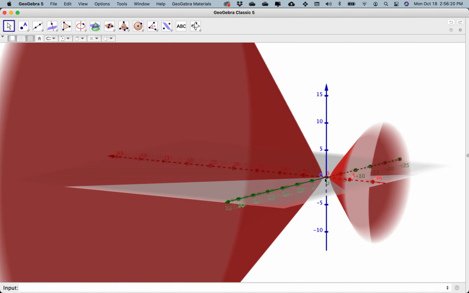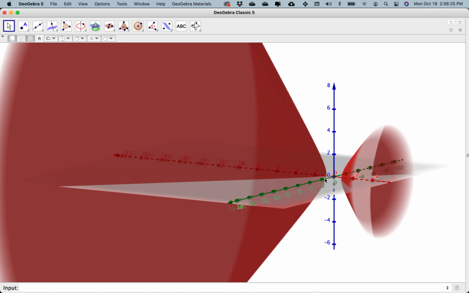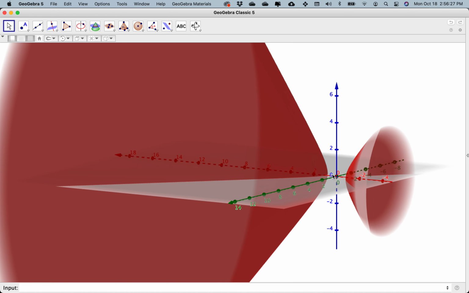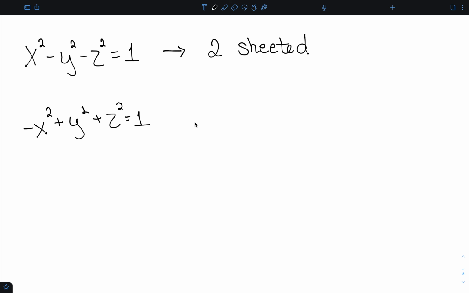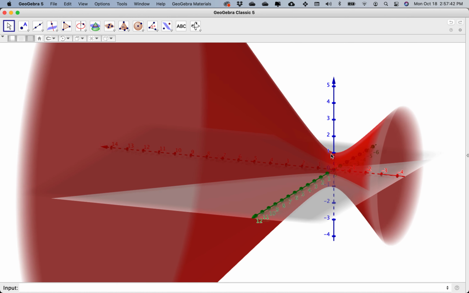If we zoom in a little bit closer to the origin, we can see these two big cones, and they do have this space between them at the origin. This is known as a two-sheeted hyperboloid because there are two pieces to it. Next, let's consider negative x squared plus y squared plus z squared equal to 1. This time, my hyperboloid looks like this, and we can see how the two pieces are now connecting. This is known as a one-sheeted hyperboloid.